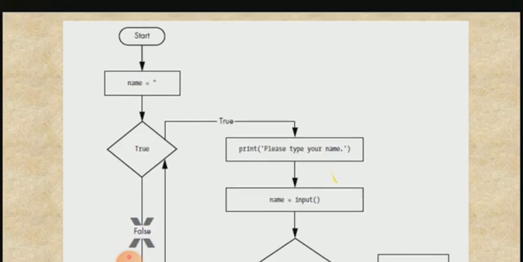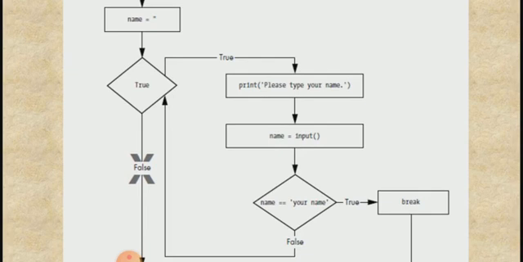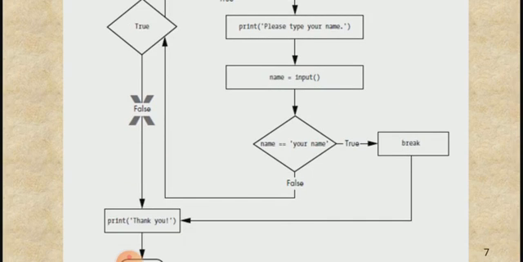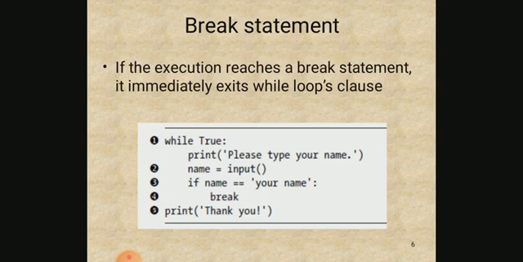Observe that clearly. Initially name is assigned some random value, that means the variable exists, so the check is true. By default it will be true, so it displays the print "Please type your name". Then we give the input for the string name, and the entered string is checked against the value. If the entered string is equal to your name, it takes the break and comes out of the loop, else these statements will be repeated. So this is the use of the break statement.